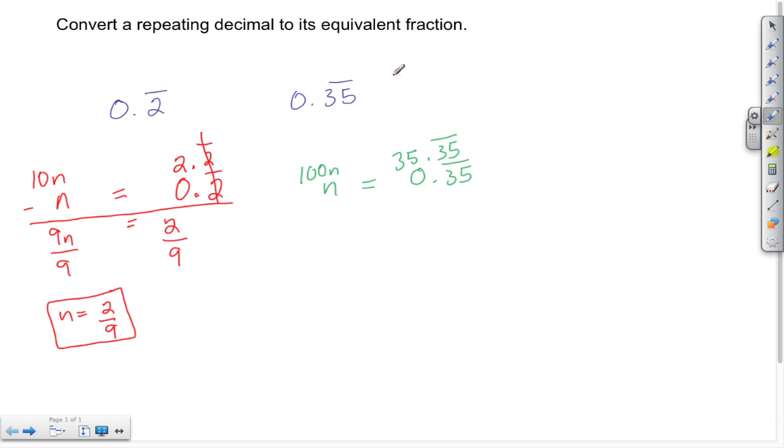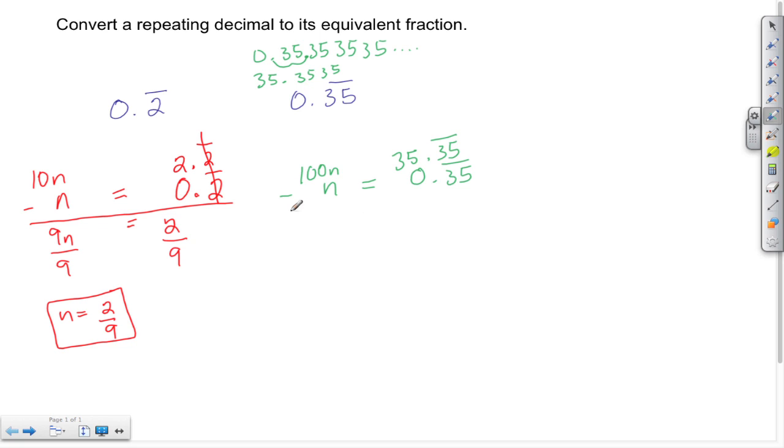And just to be clear, 35 repeating is 35, 35, 35, 35, etc. off into infinity. If I multiply this by 100, that means the decimal point moves two places to the right. So the new number is 35 and the 35s repeating. That's how I come to this expression here.